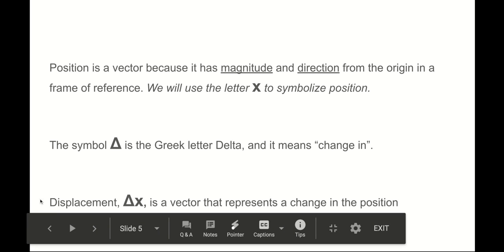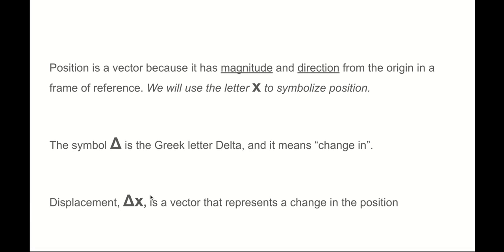So when we look at displacement, delta x is going to be a vector that represents a change in position. If you do not have this symbol, I would write it down. It will be a symbol that you will see often.